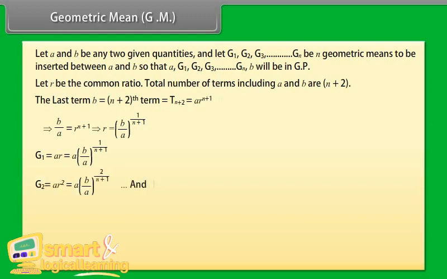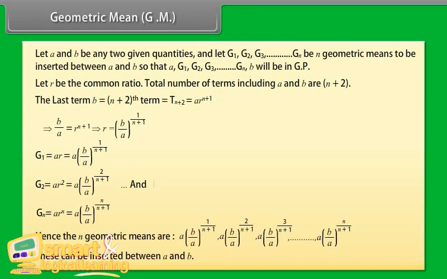Total number of terms including a and b are n plus 2. The last term b is a into r raised to n plus 1, so r is equal to b by a raised to power 1 by n plus 1. G1 is equal to a into r is equal to a into b by a raised to power 1 by n plus 1. G2 is equal to a into r square is equal to a into b by a raised to power 2 by n plus 1. So on. And Gn is equal to a into r raised to the power n is equal to a into b by a raised to power n by n plus 1. Hence, these n geometric means can be inserted between a and b.